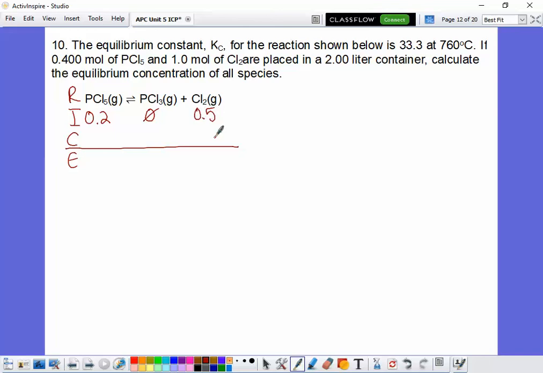You almost got tricked. Still a 2-liter container. All right. My changes are still the same, though, because I still have a 0. I still need to proceed towards the products to make this reach equilibrium. So this is still going to be minus x, plus x, plus x. And this will be 0.2 minus x, 0.5 plus x. So in writing my equilibrium expression, it's the same thing.